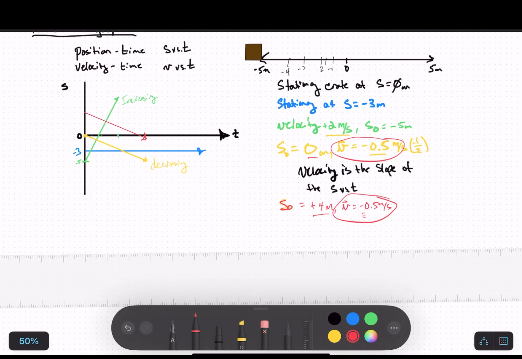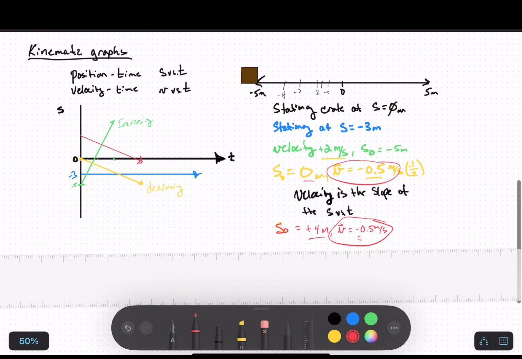Okay, so that is the big deal for this particular lecture for now. We will get more into it when we start changing our velocity. But the big thing to know is that if our crate is stationary, that means our velocity equals 0. Okay, which means there's no slope, which means it's horizontal. And if we have a positive slope, it's going to increase. Negative slopes will decrease, and they can be moved up and down based on their initial position.